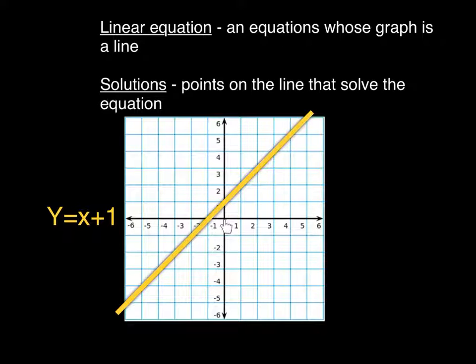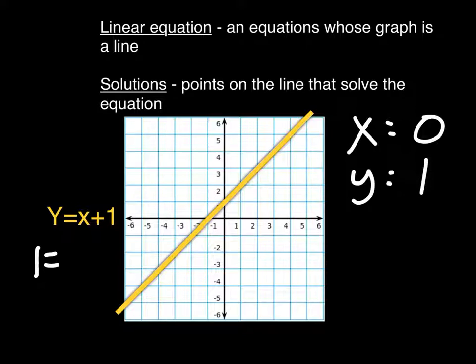So just for an example, let's say we took this point right here, which is 0, 1. Our x-coordinate is 0, and our y-coordinate is 1. And when we plug that into this equation right here, we get 1 equals 0 for the x plus 1, and 1 does equal 1. So any point on this line right here will solve this equation.